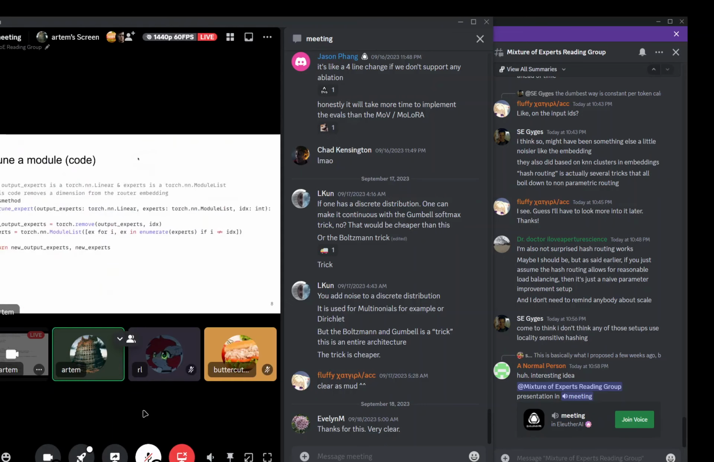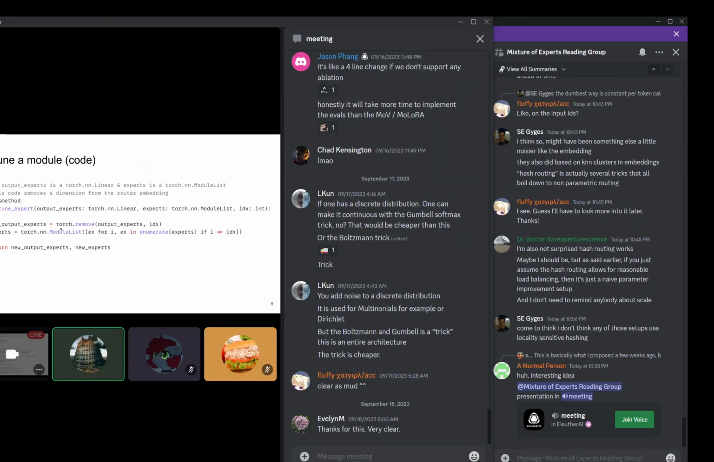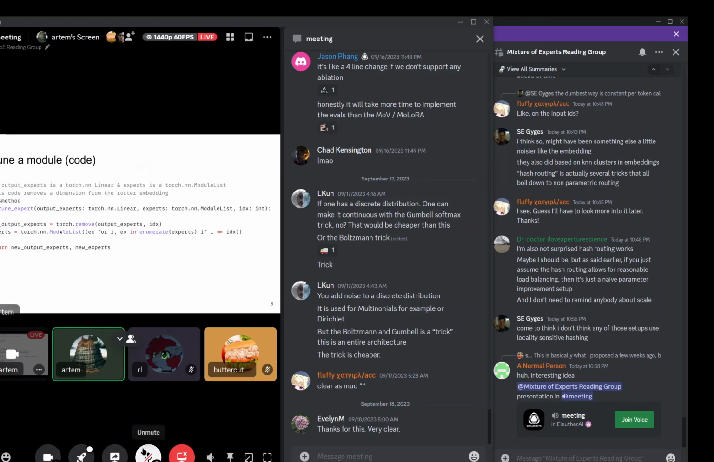Here's some more code to prune a module, very similar. You just remove that index from the router, and then you remove the entry from your list of experts, and that's your new layer.